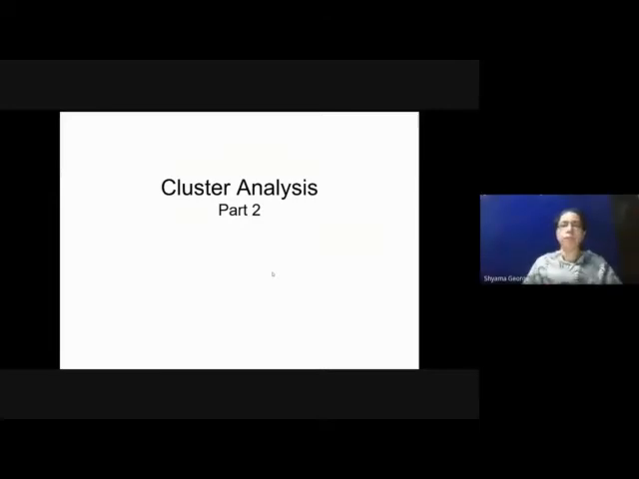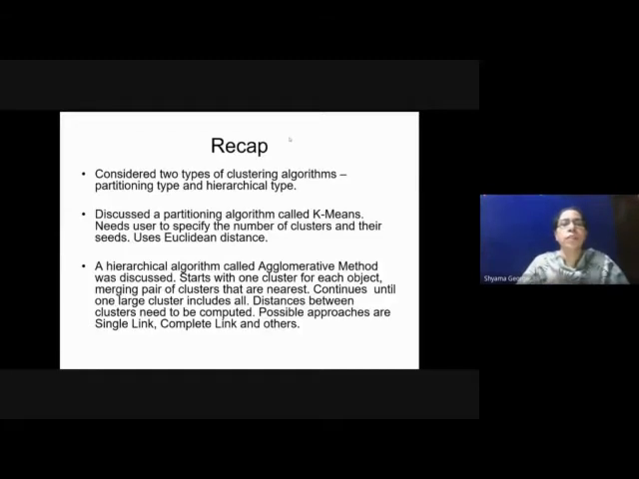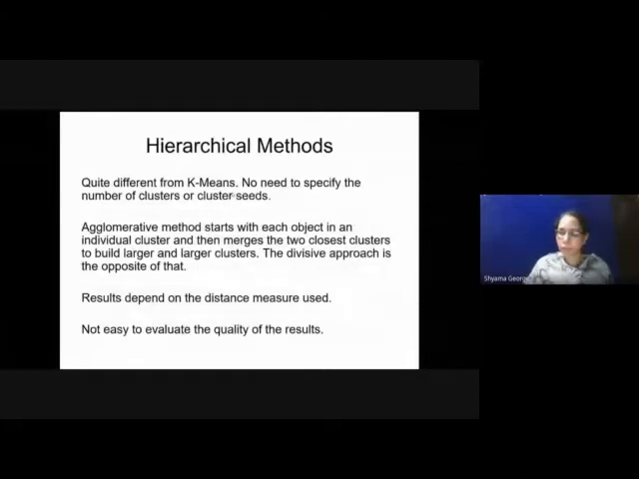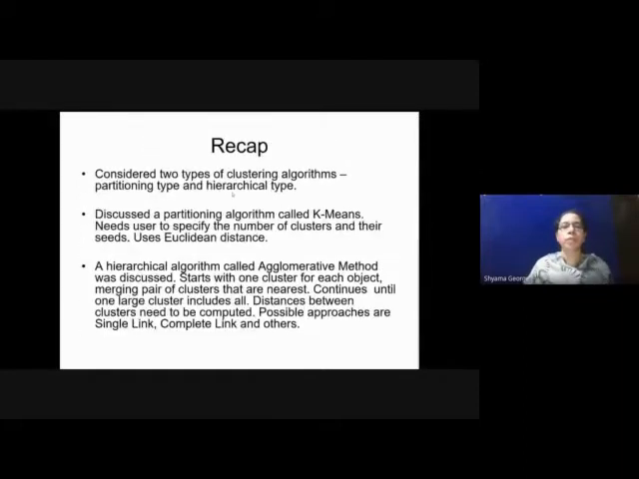So we will start with the cluster analysis part 2. We already studied two types of clustering algorithms, that is partitioning type and hierarchical type. In partitioning type, we discussed the k-means clustering. In k-means clustering, we need to specify the number of clusters and also the initial seeds. Usually the k-means clustering algorithm uses Euclidean distance as the distance measure.